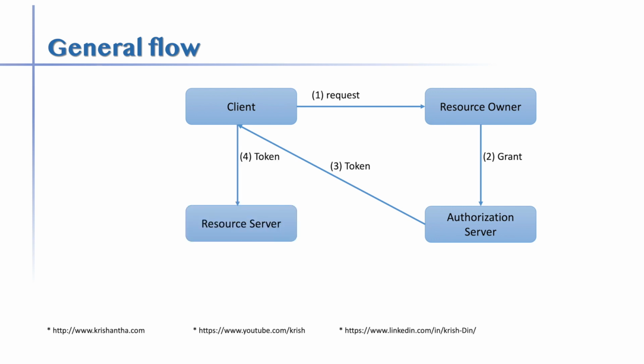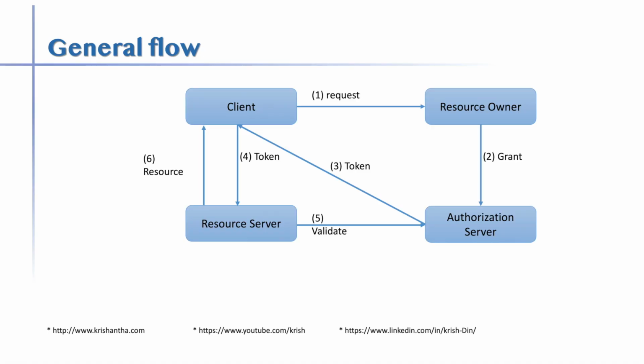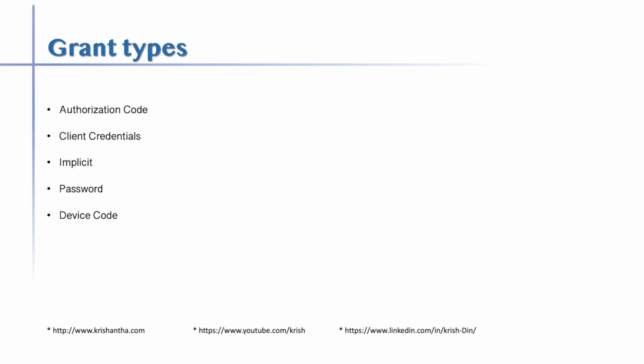So now the client sends the token to the resource owner. Okay, the resource server, sorry, not the resource owner, the resource server. The resource server sends this token to the authorization server to validate. It's asking, hey, did you issue this token? So the authorization server says, yes, I issued this token. So now the resource server delivers the resource to the client. So let's put this into a real example. We are going to do that in the next slide.